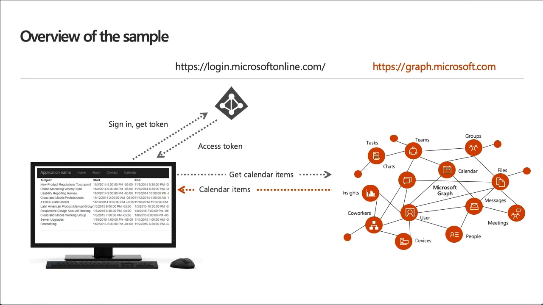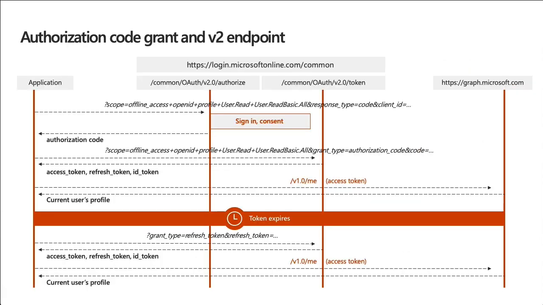Once it has that access token, it can then make a call to the Microsoft Graph to fetch all my calendar items using the SDK, and that's going to give me back all of those items that I can then display in the browser. Now, how does this whole thing work?